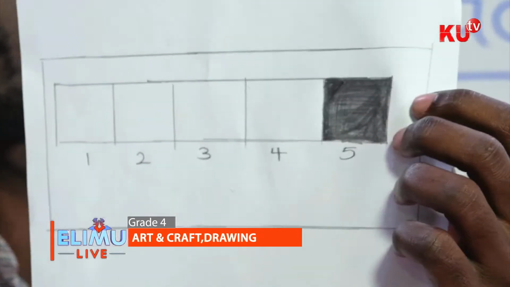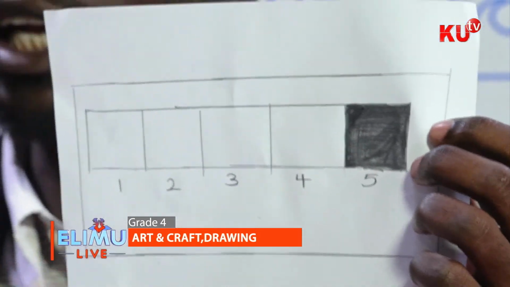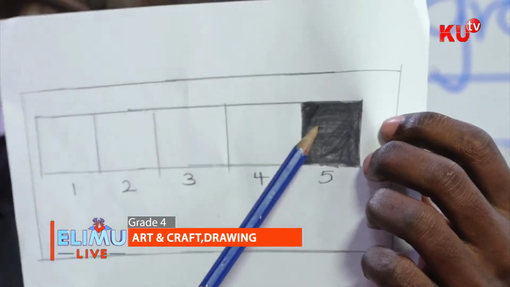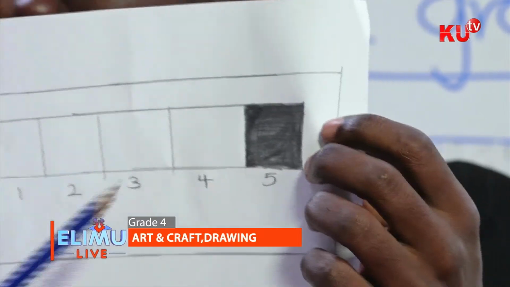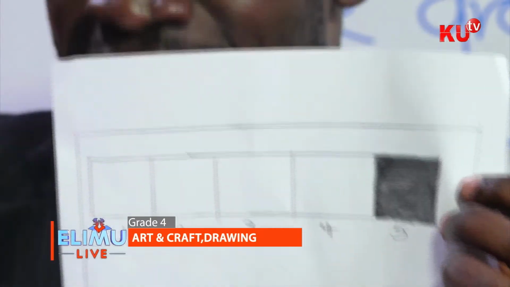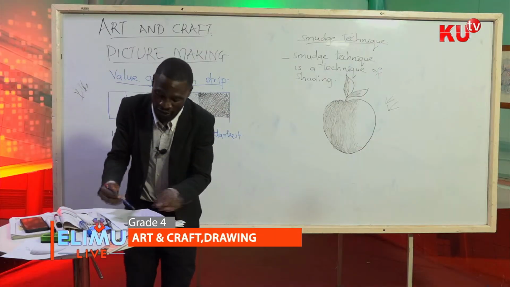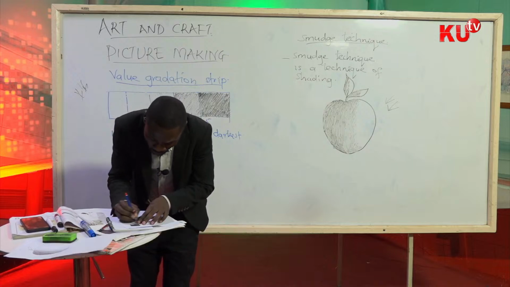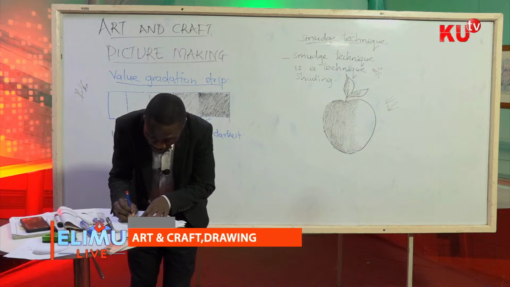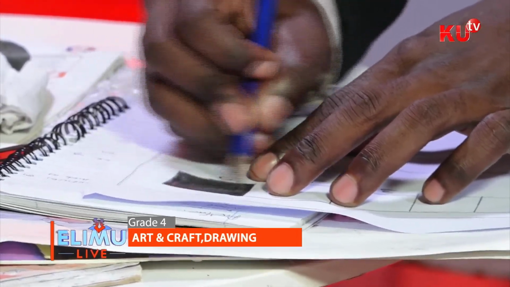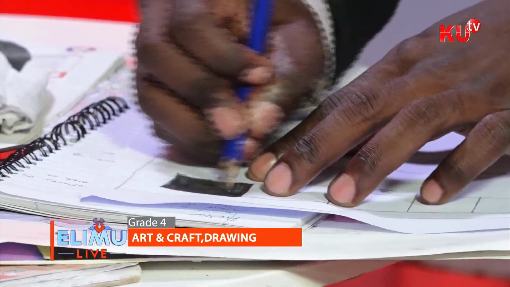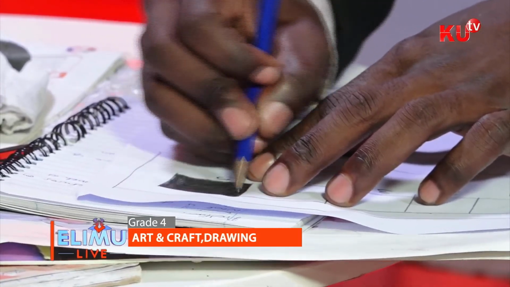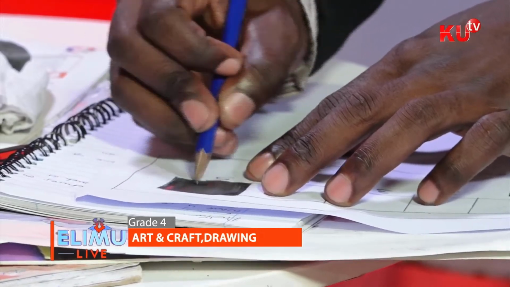So like we said earlier, we are moving towards the light. Box number 5 is the darkest, but I can still see some light, so we want to make it darker. We want to make it appear very dark. So we are shading. Remember, it's the smudge technique, a technique of making pictures through drawing, and in this technique we shade.